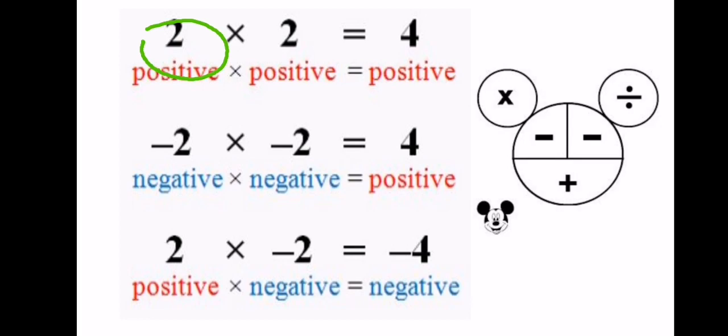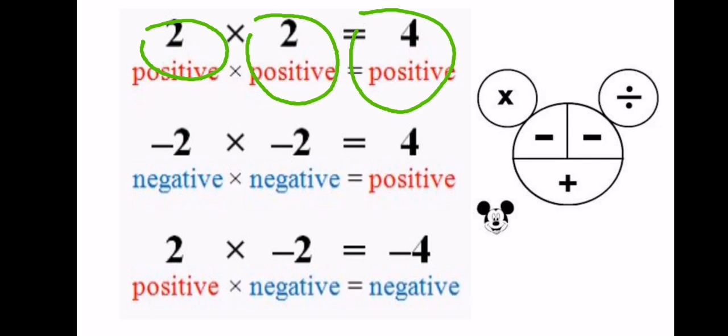If I have 2 multiply 2, we know that it's 4, because a positive number multiplied by another positive number, the answer should be positive. And the numbers themselves will not be affected by the sign. We will multiply them normally. So 2 times 2 is 4, and my sign is positive.